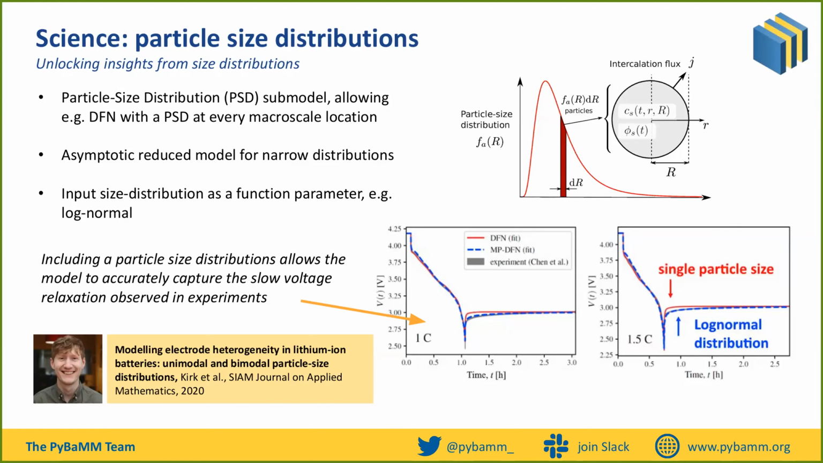Here this image just shows in red the standard DFN and in blue dashed the DFN with a particle size distribution, and the grey line is the experiment, and you get a much better fit to this slow voltage relaxation. And this is another great example of how extensible PyBaMM is. You can just implement a new model for what's happening within particles, and straight away that interacts with all the other submodels, so that you can use the existing code for how the electrolyte behaves, temperature, everything else, and so on. So this is a really nice example of how you can extend an existing model using the PyBaMM framework.